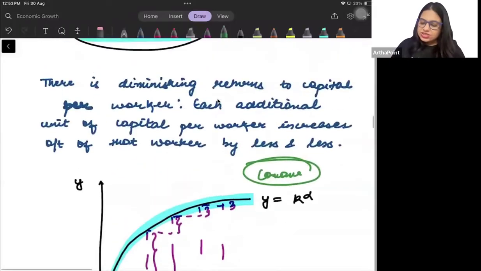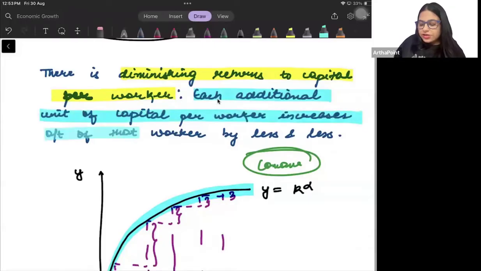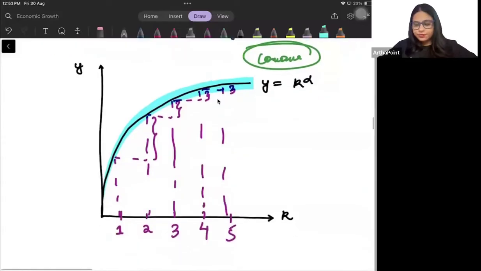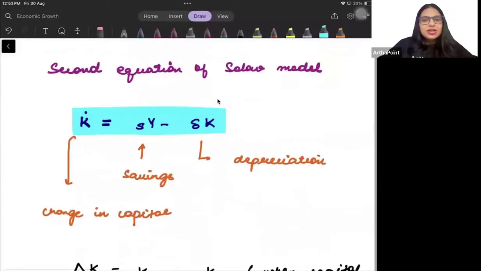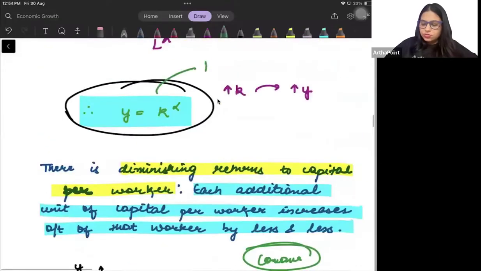Okay. So this is exactly what we have written here, that there are diminishing returns to capital per worker, which means each additional unit of capital will increase output by less and less. The other equation. So this is our first equation, the production function equation.